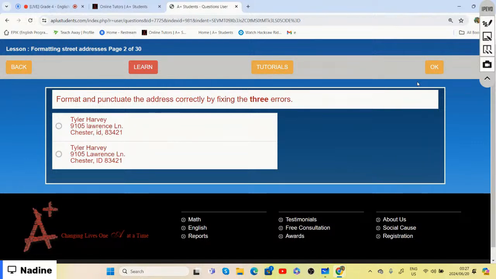All right, we're looking at the second one where we need to format and punctuate the address correctly by fixing three errors. It's either option one or option two, which has Tyler Harvey, our street address, as well as our city, state, which is abbreviated, and our zip code. So which one is correct? Remember, all punctuation needs to be correct, where our periods are, where our capital letters are, where our commas are.